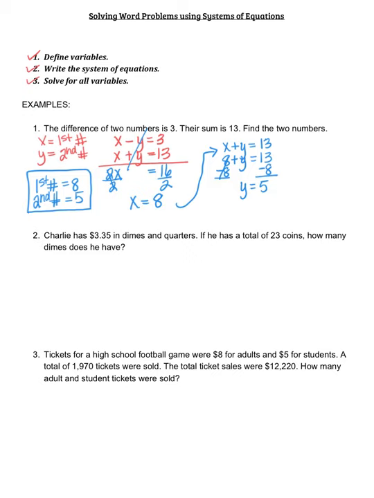Okay, number 2. Number 2 is a little bit different. It's new. This is one of the coin problems that I talked to you about yesterday. So I'm going to read it and then we'll talk about our variables. Charlie has $3.35 in dimes and quarters. If he has a total of 23 coins, how many dimes does he have?